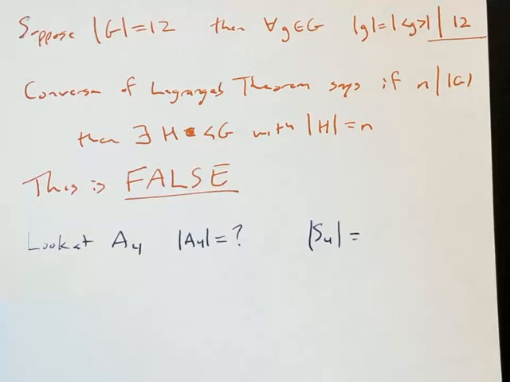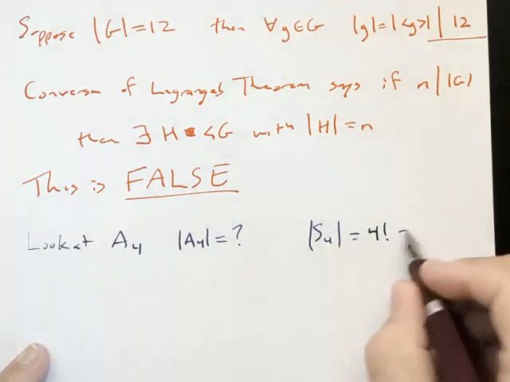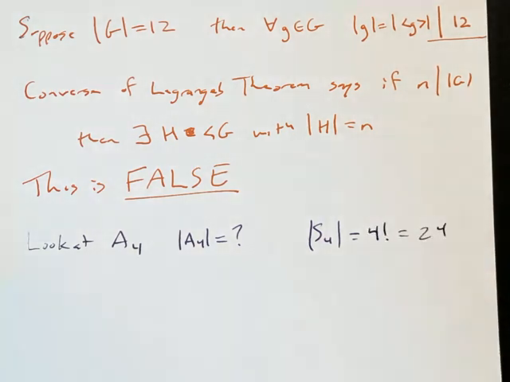I give you numbers from 1 to 4. How many different ways can you write down a rearrangement of those numbers? 4 factorial. It's a factorial process. And 4 factorial happens to be 24. Now, it's the even ones. How many are there?